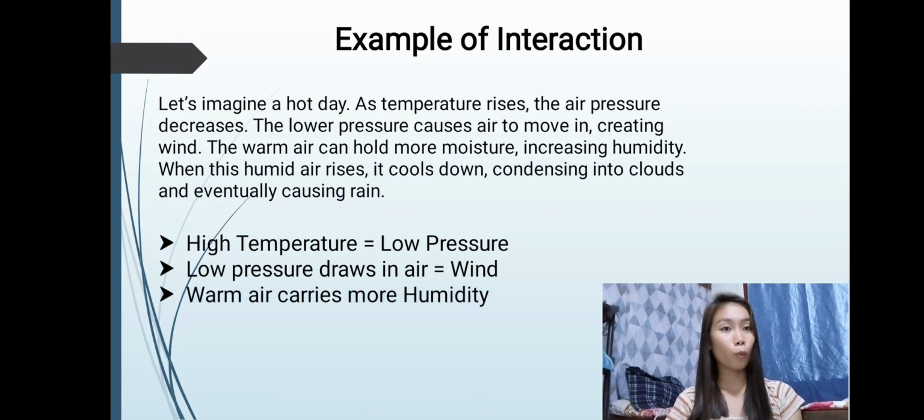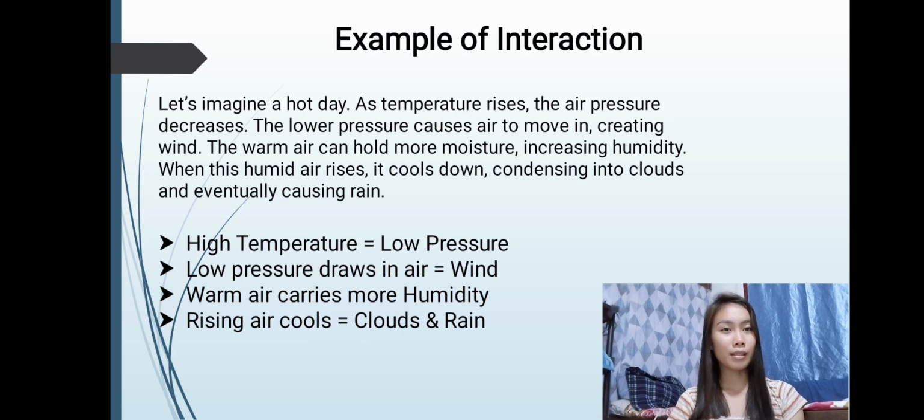Warm air carries more humidity. Warm air has a higher capacity to hold water vapor. As the temperature rises, evaporation increases, and the air can carry more moisture.